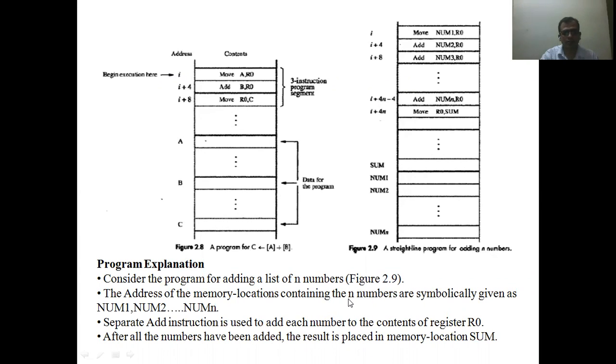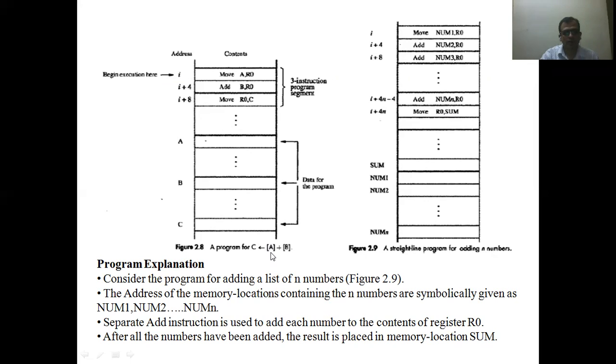Separate add instructions are used to add each number to the contents of R0. So here, move the data to R0. R0 is a register. After all the numbers have been added, the result is placed in the memory location SUM. So NUM1 will be moved to the register R0, and NUM2 will later be added to the data of NUM1, and finally the result will be stored in R0 and it will be moved to SUM. This is how the operation will occur.